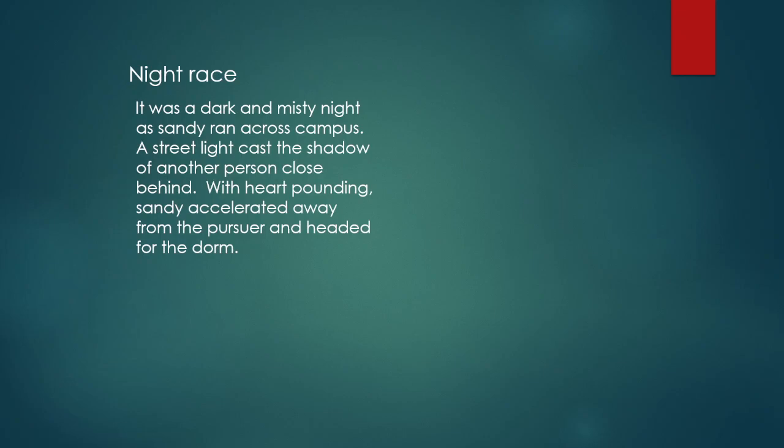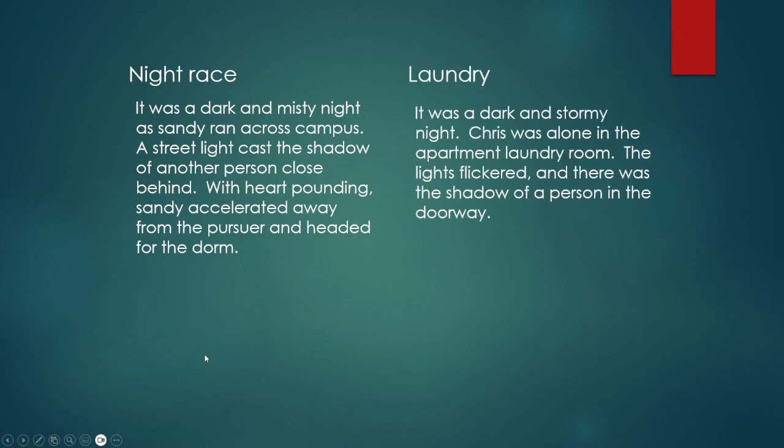Now in class, and we can't do this given our online situation, but in class I break students into two groups, and one group writes a story that completes this one. So it was a dark and misty night as Sandy ran across campus. A street light cast the shadow of another person close behind. With heart pounding, Sandy accelerated away from the pursuer and headed for the dorm. So half of the class is assigned to work on a story that would complete that. The other half of the class is assigned this one. It was a dark and stormy night. Chris was alone in the apartment laundry room. The lights flickered, and there was the shadow of a person in the doorway.